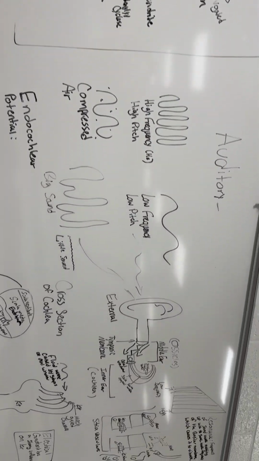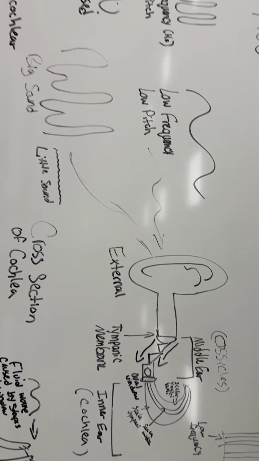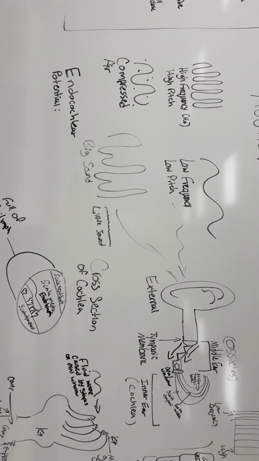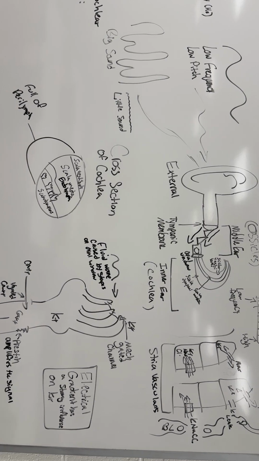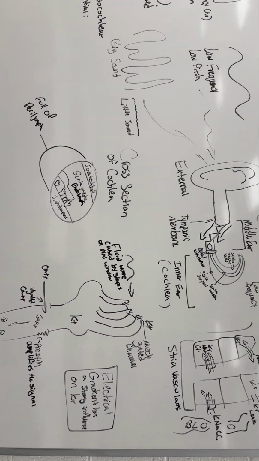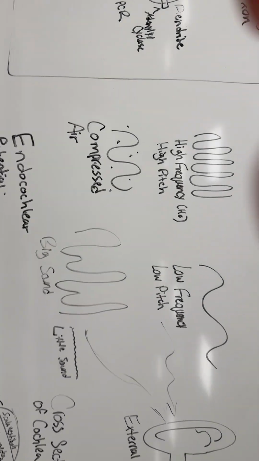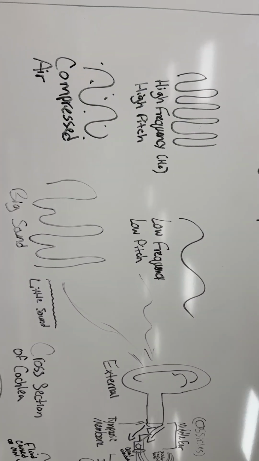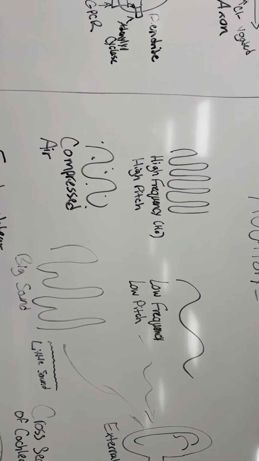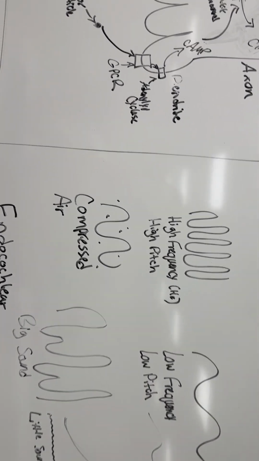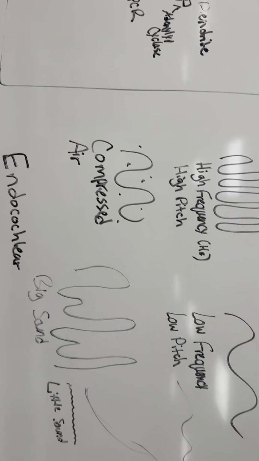Now let's go onto our auditory sensations. So how do we transmit sound waves into electrical action potentials? Well, it's very complicated, as you can see, so I'm going to do my best to try and explain this. So starting with the nature of sound. Sound is basically compressed air. It's like alternating wavelengths of compressed air and decompressed air.